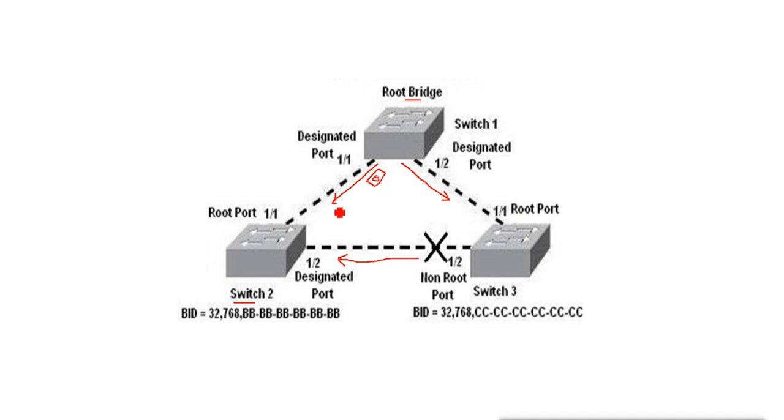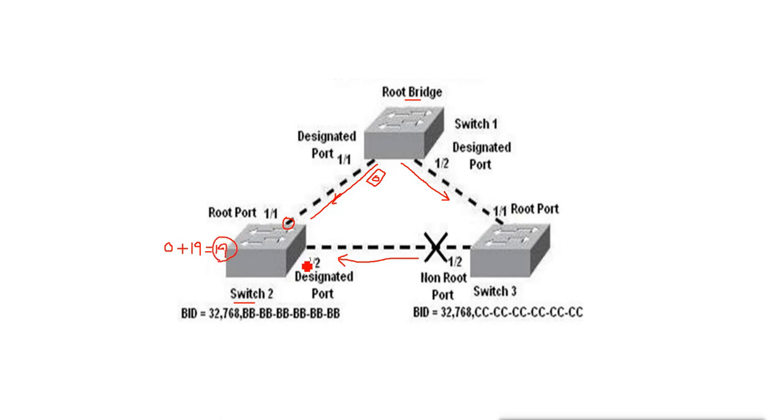Now when it reaches switch 2, what will it do? It will add its own port cost. This port here is 100 Mbps, so it will add the port cost here to the cost sent by the root bridge, and it will become 0 plus 19, which is 19. So if switch 2 wants to reach the root bridge, and if it takes this path, then it will cost 19.